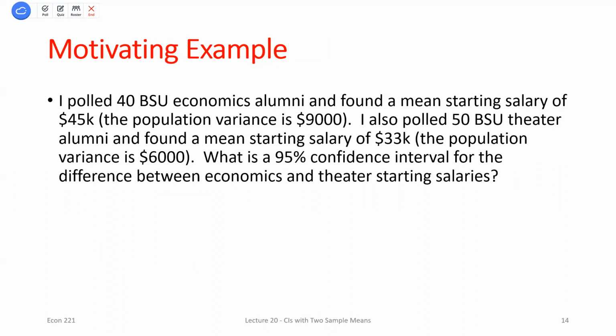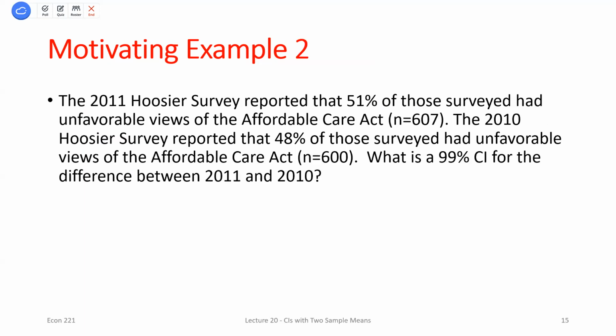So maybe I have this idea where I've got econ and theater majors. I have their starting salaries, and I know the population variances or population standard deviations somehow. And I want to make a 95% confidence interval for what the true difference is between econ and theater major starting salaries. I might want to do something where I've got 2 time periods, right? So I have this old survey about the Affordable Health Care Act, and I want to compare 2010 to 2011 and say, did the proportion of people who found this favorable increase? Did it decrease? Did it stay the same?